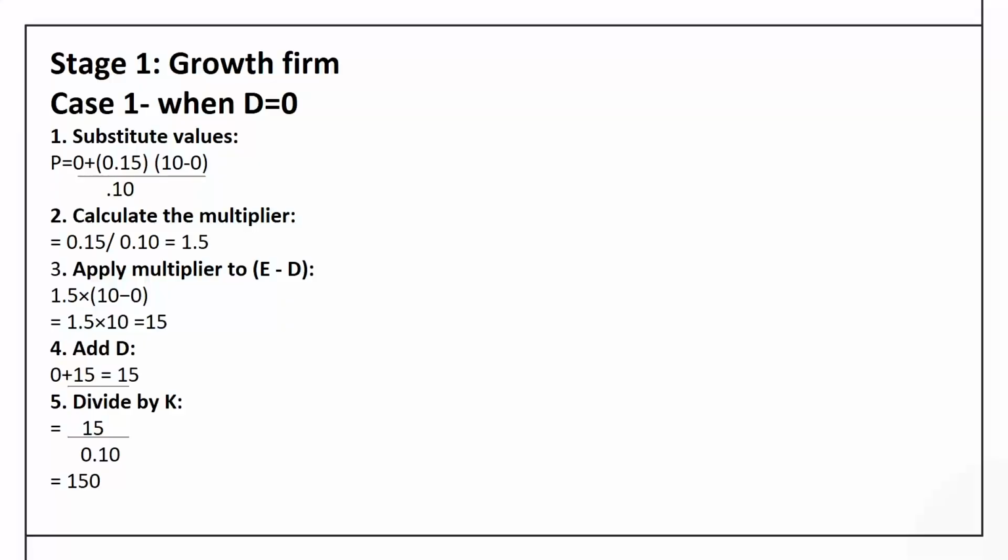We will tell you how to calculate the value of the firm, giving you a detailed calculation where we substitute the formula with the values given in the question. Here P is equal to 0, that is the first scenario when the dividend is 0. So, 0, that is the dividend, plus the rate of return, 15%, and E, the total earning of the company, minus D, the dividend, which is 0 in this case, the whole discounted by the cost of capital, that is 10%.